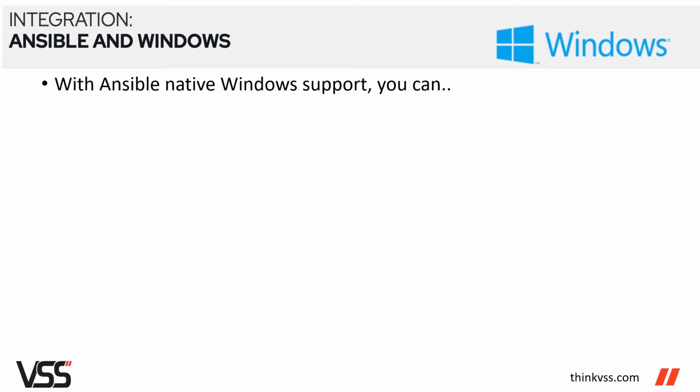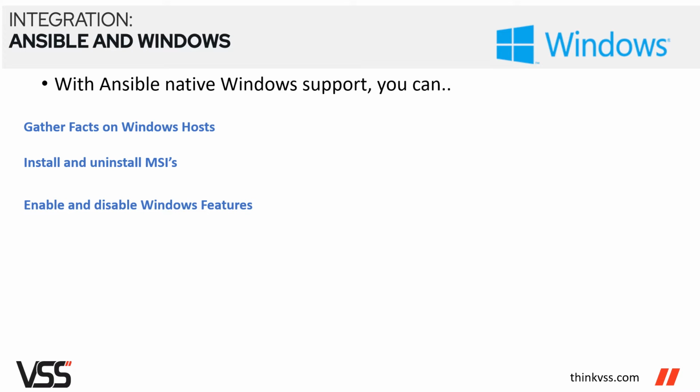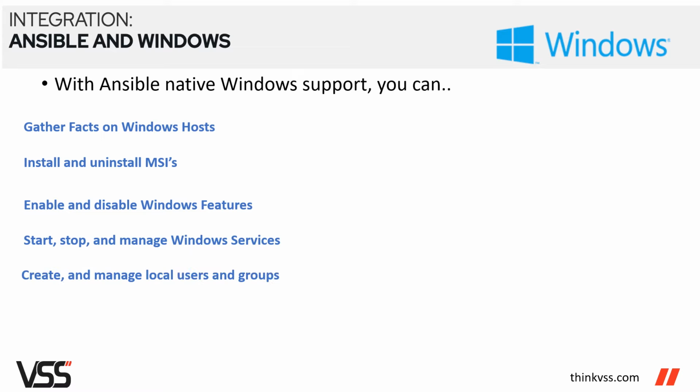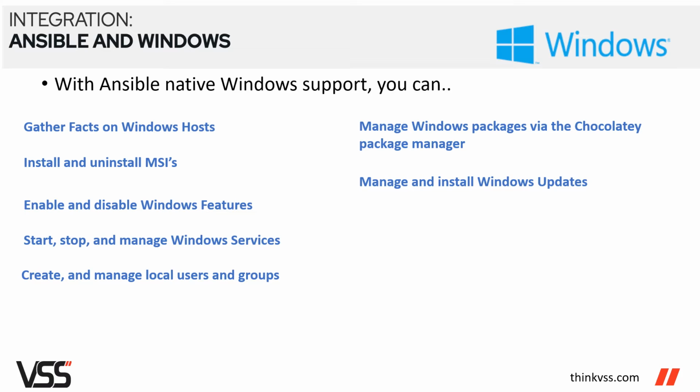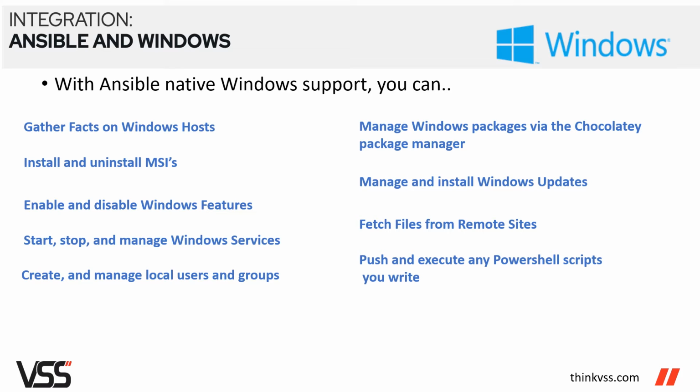With Ansible native Windows support, gather facts on Windows hosts, install and uninstall MSIs, enable and disable Windows features, start, stop, and manage Windows services, create and manage local users and groups, manage Windows packages via the Chocolatey package manager, manage and install Windows updates, fetch files from remote sites, and push and execute any PowerShell script you write.